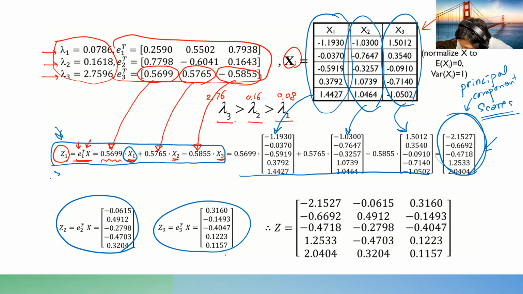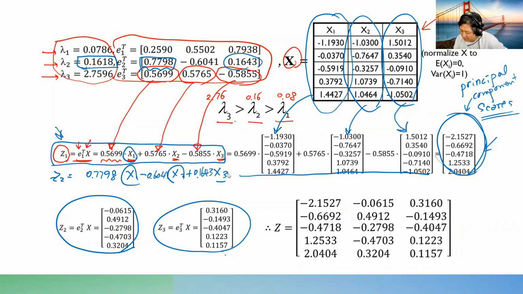So let's do this. Z2 is equal to, what is it? X1, X2, X3, right? So Z2 is just, this is the second highest eigenvalue, so the coefficient will be the eigenvector of this one, plus this one, 1.43, right? And then if you input these X1, X2, X3 data to here, you will get this principal component score.